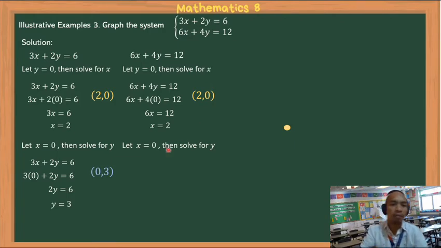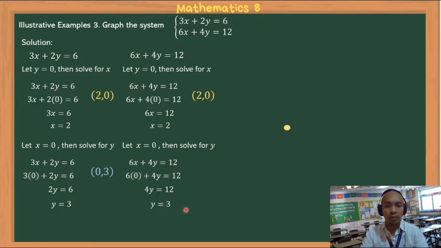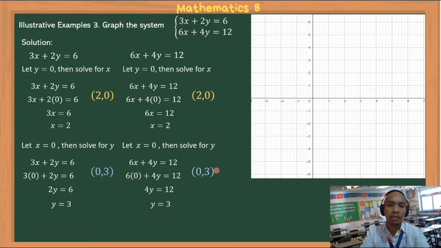For the y-intercept, let x be equal to 0. So 6 times 0 plus 4y is equal to 12. Then 4y is equal to 12. Divide both sides by 4, so y is equal to 3. We are now ready to graph these two equations in the Cartesian plane. The first point is (2, 0), so it should be here. The second point is (0, 3), so that would be here. Connect the two points, and that is the graph of the equation 3x plus 2y is equal to 6.